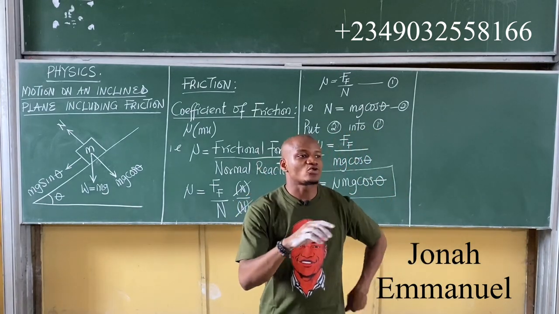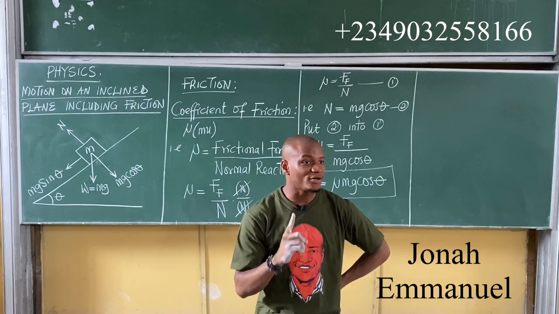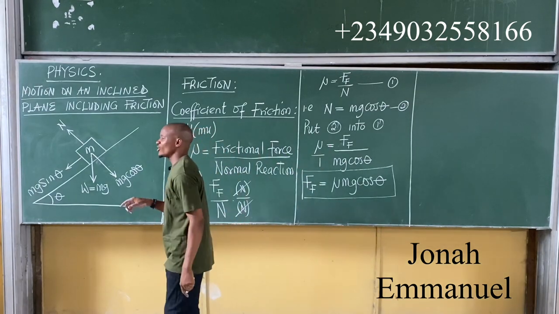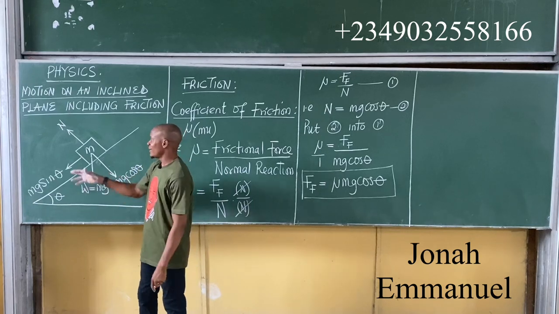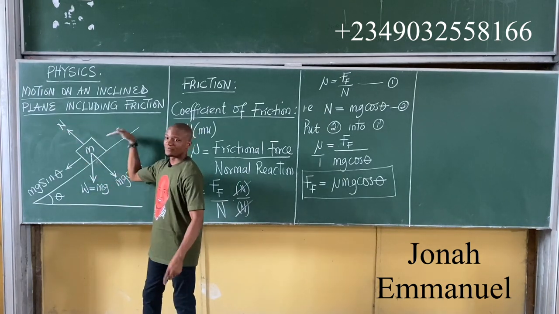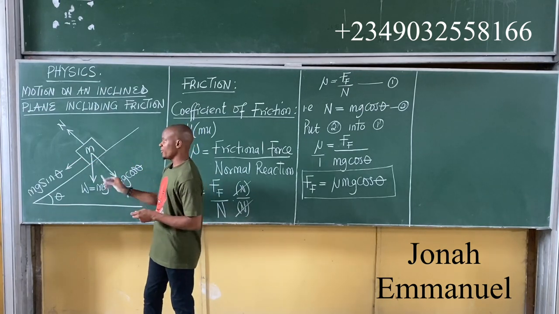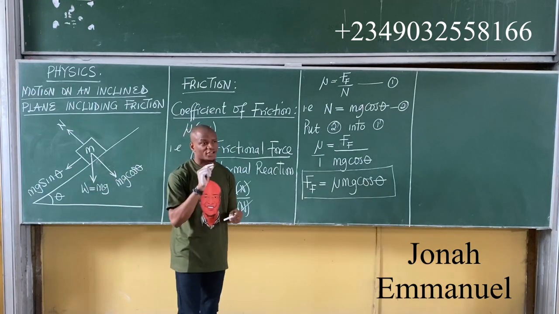When it comes to motion, what we do first of all is draw the free body diagram. Now listen to me. When it comes to a moving body, we don't readily consider normal reaction in this one, just the forces responsible for its motion. Now, if the body is moving down this way, in this case we are considering friction.